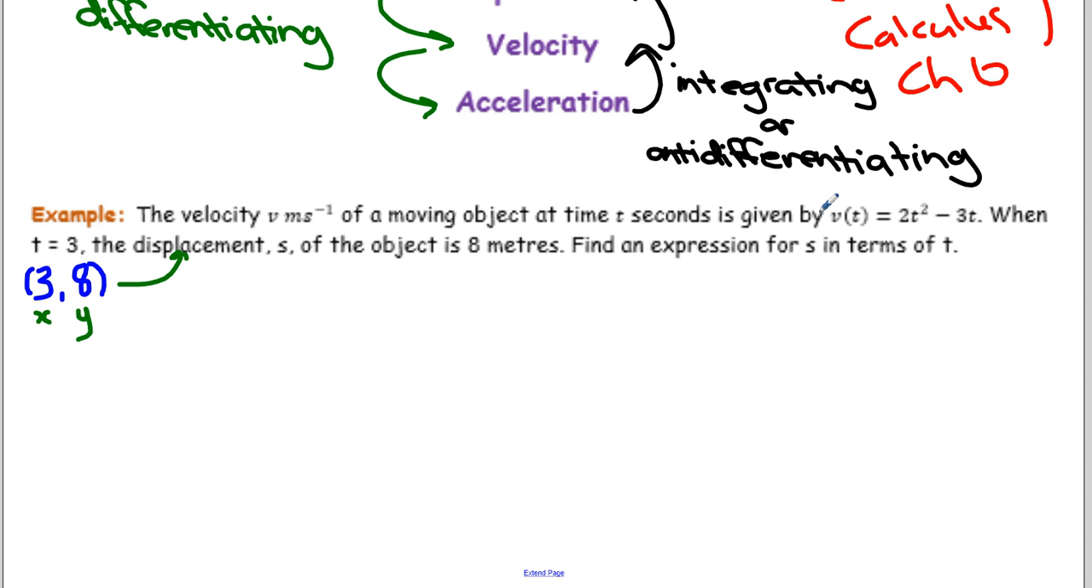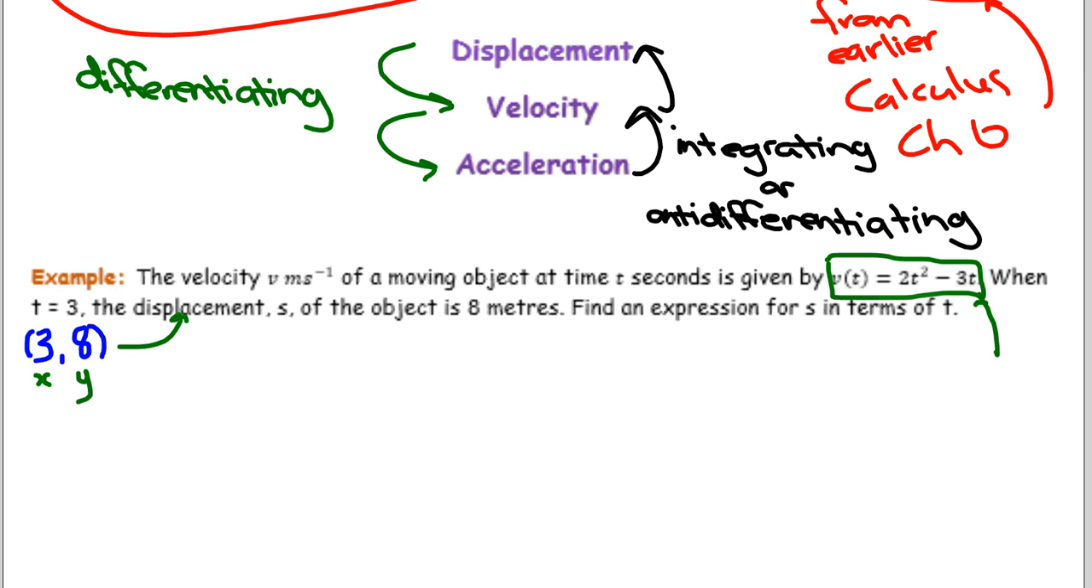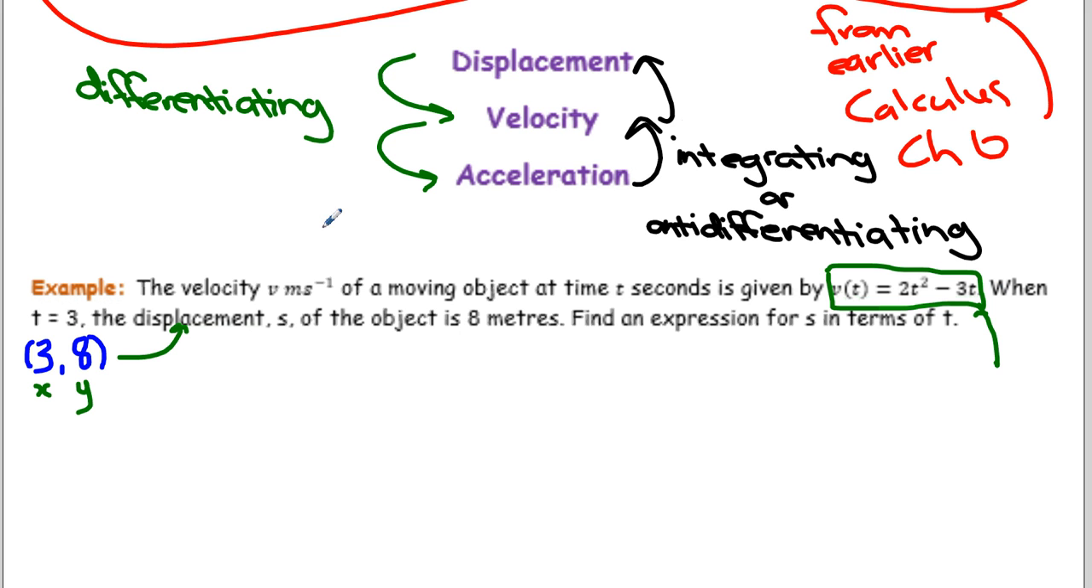So how do we get the displacement function? We find the derivative. Close. Do we integrate or differentiate? Yeah, integrate, because we want to go from velocity to displacement. So we've got to integrate. We've got to go the next one up.